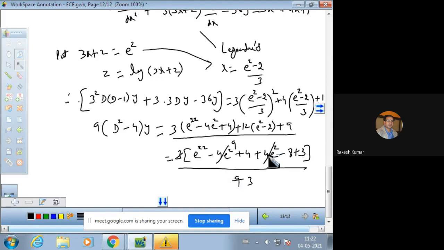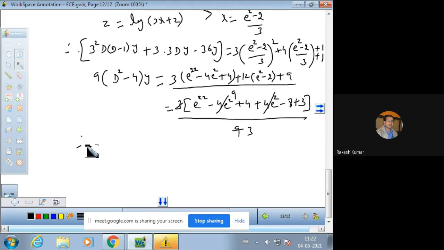4 e raised to power z can be cancelled also. And on the left hand side, we have D square minus 4 into y. 9 can be multiplied with this. So 9 3s are 27. e raised to power 2z is there. And this is 4 plus 3 is 7, 7 minus 8, minus 1. So this is the equation in symbolic form.